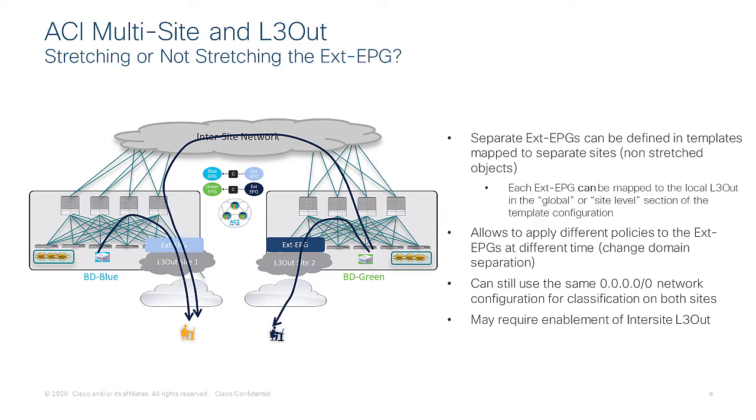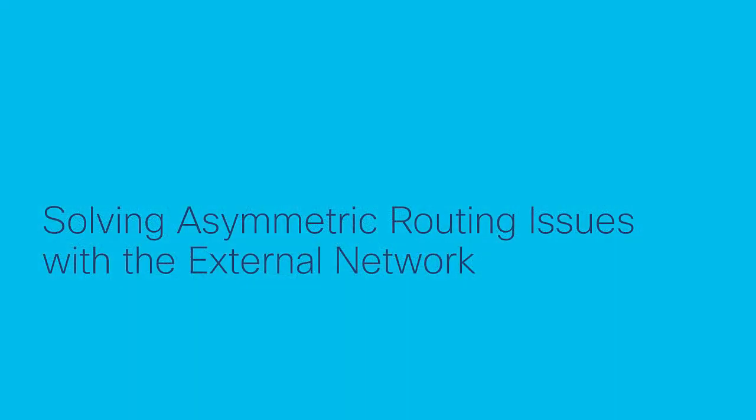A dedicated external EPG to the L3 out only is deployed when the L3 out is only defined in a site and provides access only to specific resources from that site. Very commonly, we have the deployment of a stretch external EPG instead, solving asymmetric routing issues. So what do I mean with this, right?